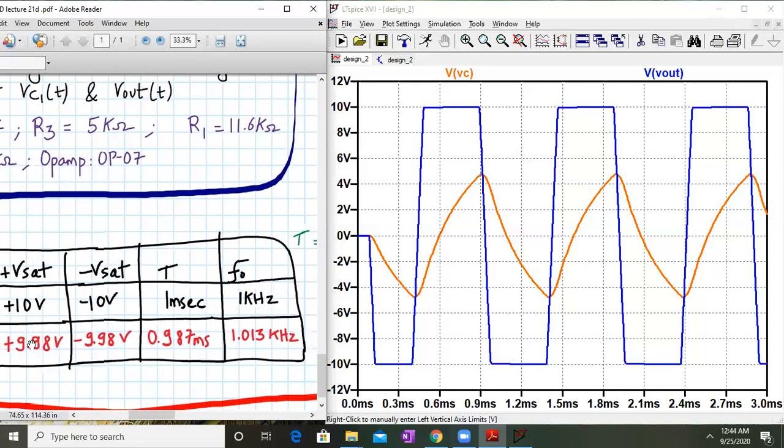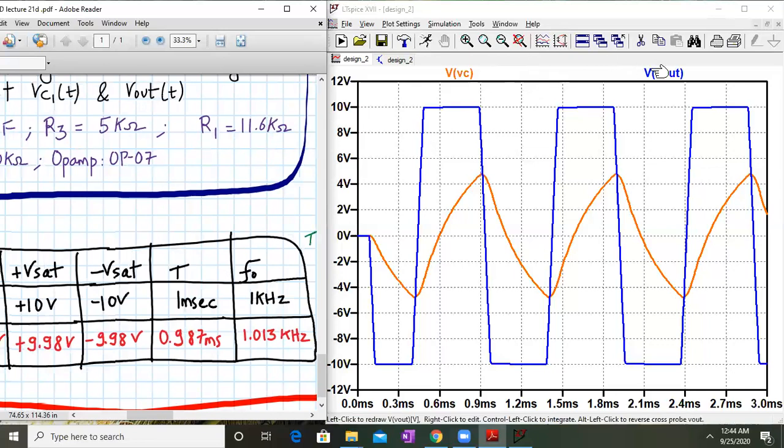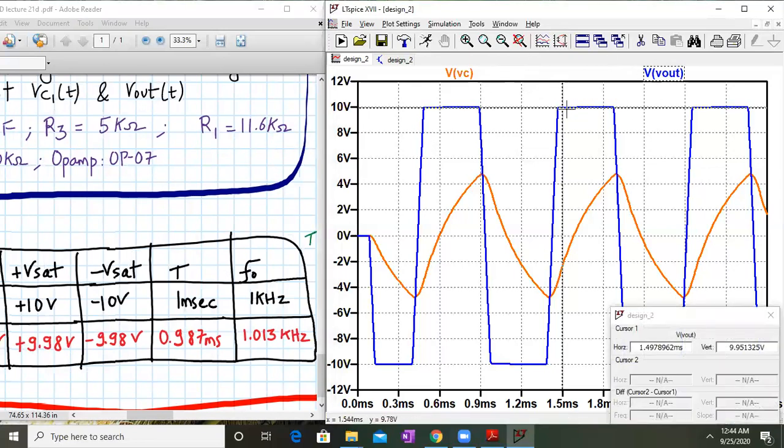Okay, so plus VSAT and minus VSAT, we will check it now. So the output voltage is this. This is my output voltage of a square wave. So this is around 9.99 and this is around 9.99. So we're getting 9.99 and 9.99.